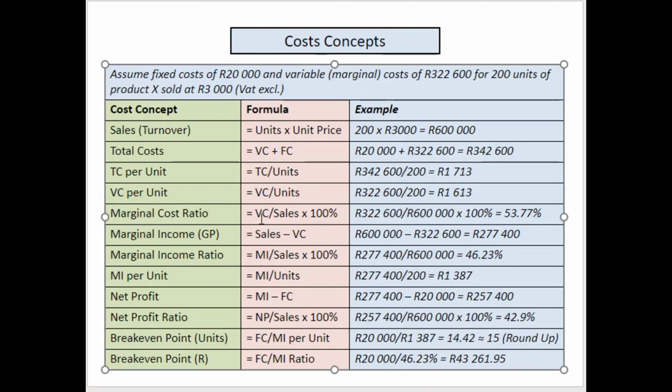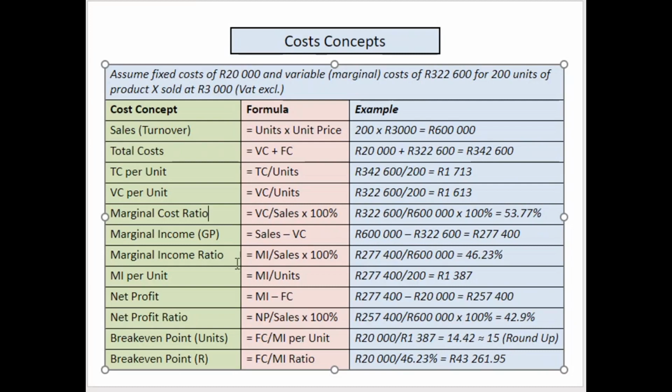We say the variable cost that was given, we know it's not going to change, is 322,600. We know what the sales are, and then just to change that decimal into a percentage, that is why we multiply it by 100, and I have the percentage sign there so that our answer can be expressed in terms of percentage. Okay, so this is our marginal cost ratio.